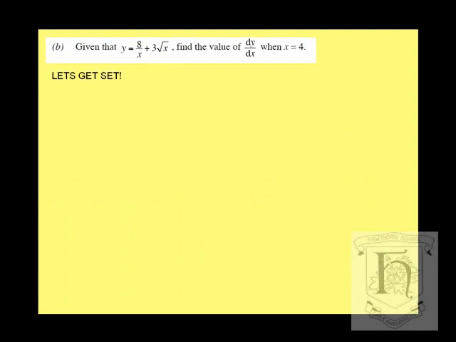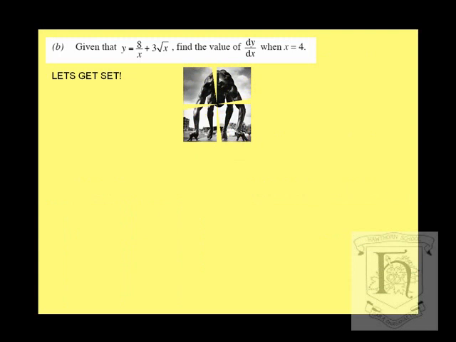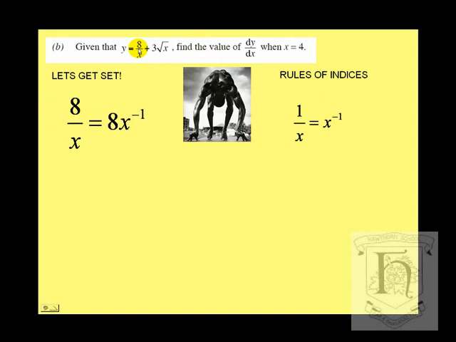So, we're on our marks, now let's get set. But first we need to remind ourselves of some of the laws of indices. 1 over x can be written as x to the power of minus 1. So this tells us that 8 over x can be written as 8x to the power of minus 1. The square root of x is x to the power of a half. This tells us that 3 root x is 3x to the power of a half.